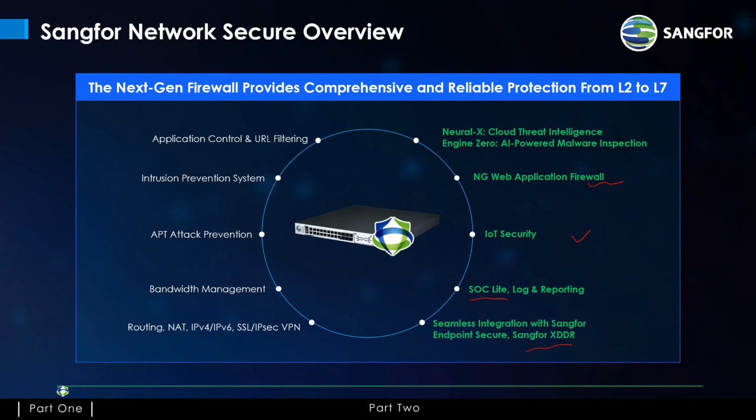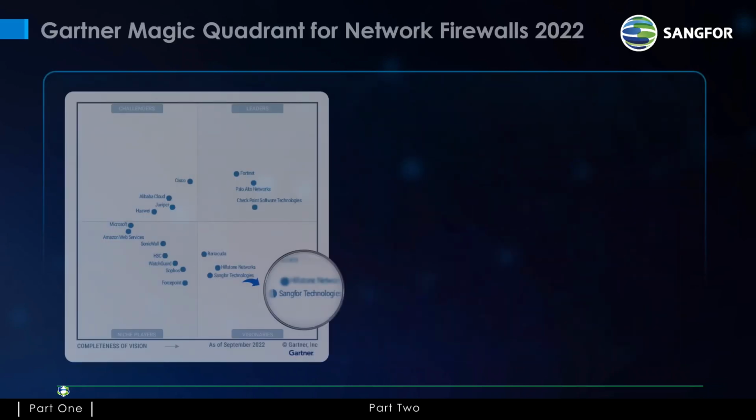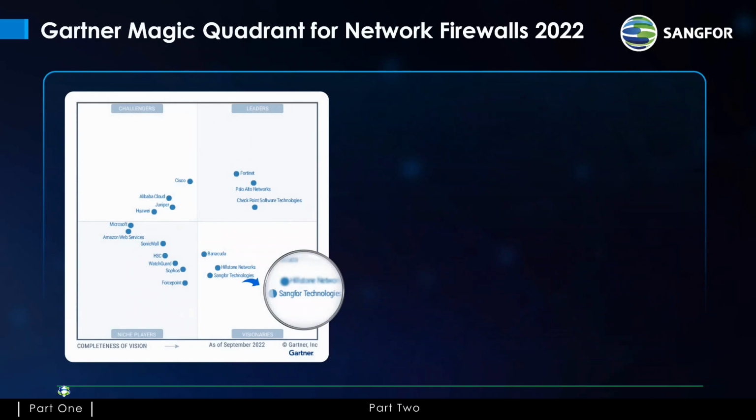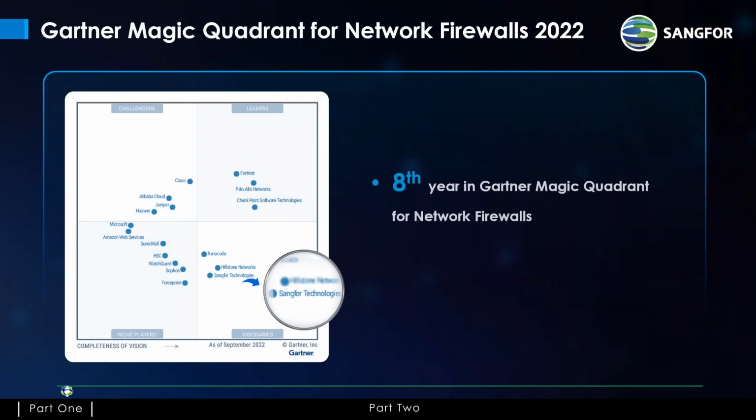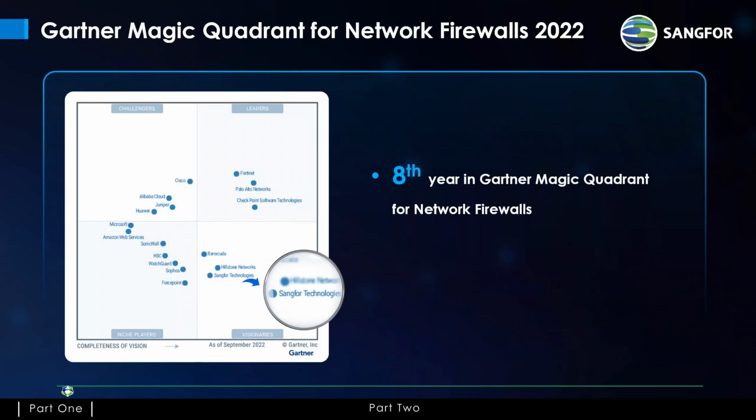But whenever you talk with a customer or a partner, they will ask, what is your market positioning, how is SANGFOR's level in the market. So basically, we can show them a few things. First of all, SANGFOR has been in the Gartner Magic Quadrant for network firewalls for the last 8 years, and we have been in the visionary quadrant for 2 years already.